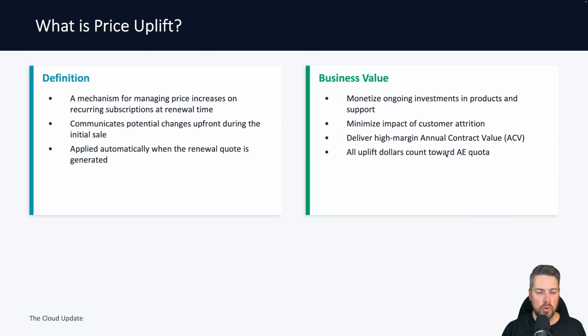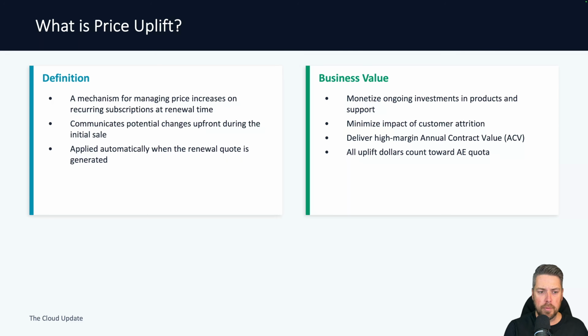So, what is a price uplift first? Right. So, that's going to be your mechanism to manage price increases on recurring subscriptions at renewal time. Right. So, you sell a subscription for $100 today, it renews in 12 months. Then it needs to get a 5% uplift at time of renewal. So now it's going to be 105. So how are we going to manage that in Revenue Cloud?